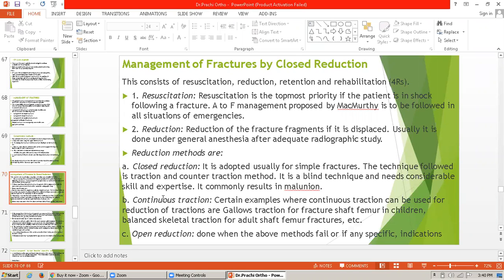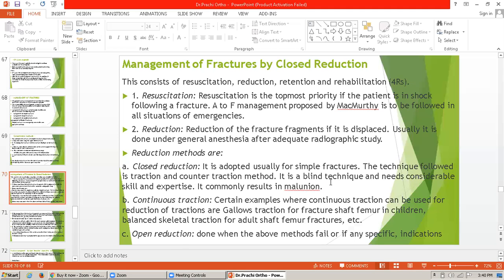Then reduction methods: closed reduction is adopted usually for a simple fracture. The technique followed is the traction and counter traction method, and it is a blind technique and needs considerable skill and expertise. So it commonly results in a malunion. Then closed reduction is what? It is adopted usually in simple fracture. When there is a simple fracture, then closed reduction is useful. So the traction and counter traction method is followed. This is a blind technique.